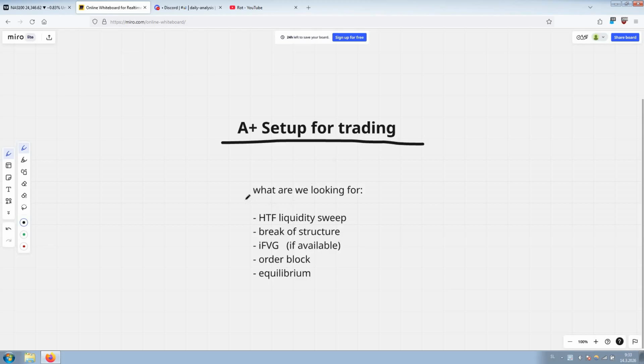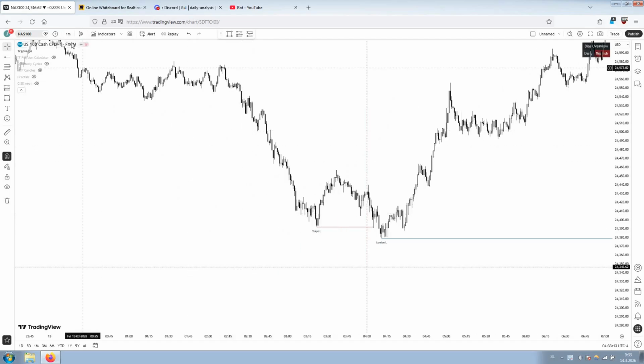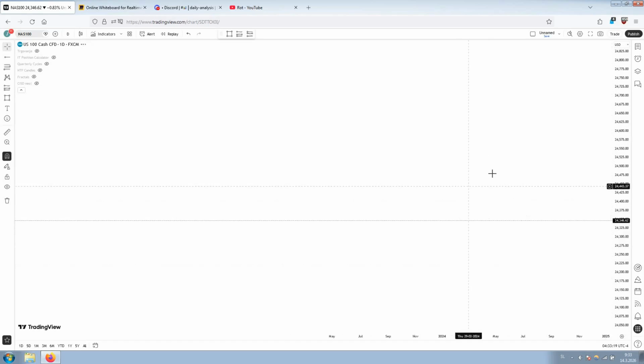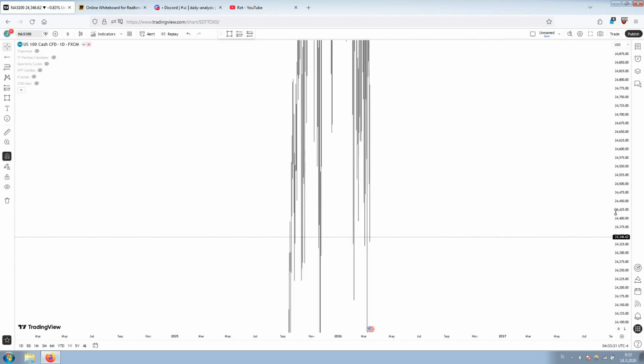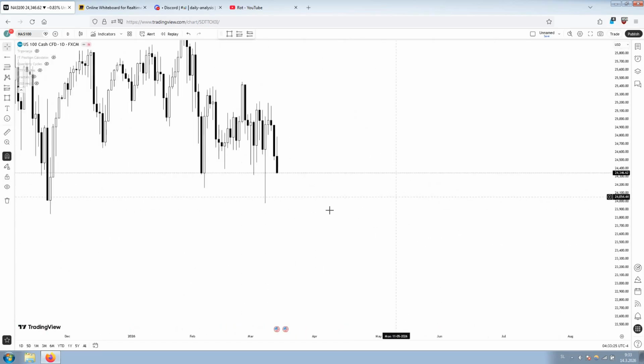So pay attention because this is what we are looking for. Okay, we are gonna go nice and easy through the whole setup. And the first thing we need is a high time frame liquidity sweep. So what does high time frame liquidity sweep actually mean? Let's go to our graph. Let's remove everything and start with the daily chart.